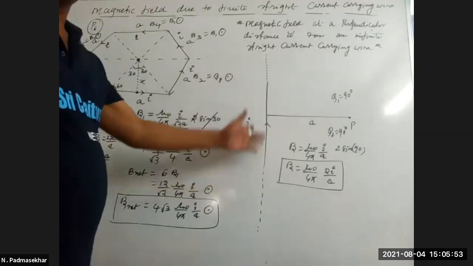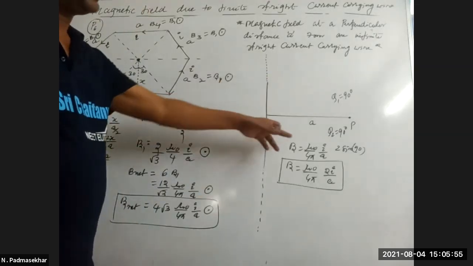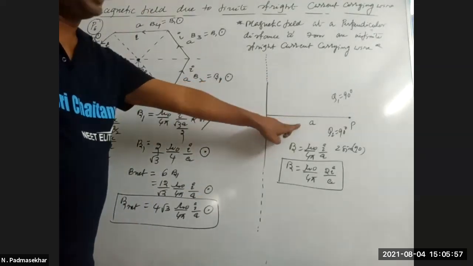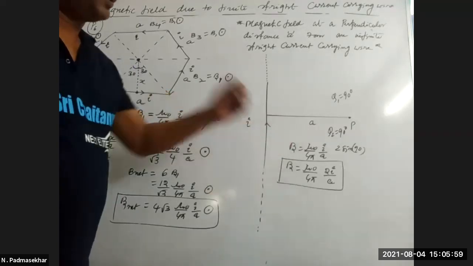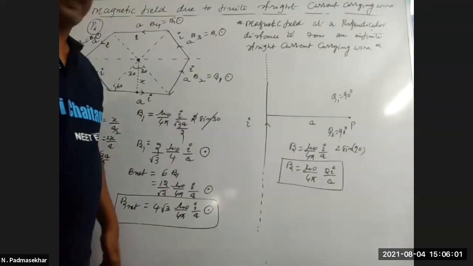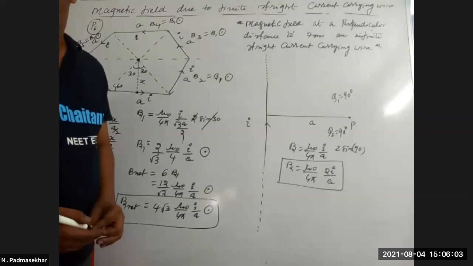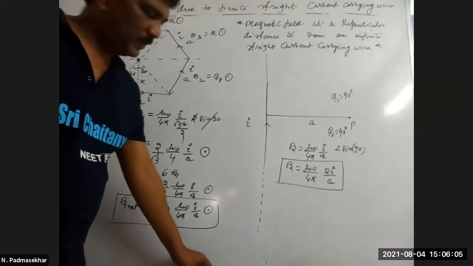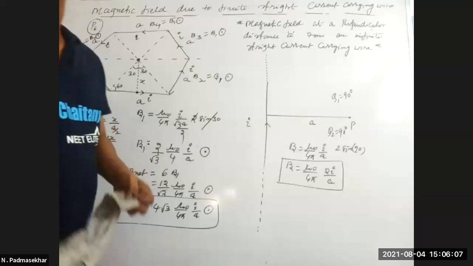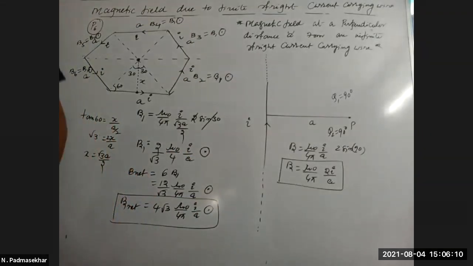So this is an infinite straight current carrying conductor. The magnetic field at a perpendicular distance A is B equal to mu naught by 4 pi, 2I by A. Right? So mu naught by 4 pi, 2I by A.